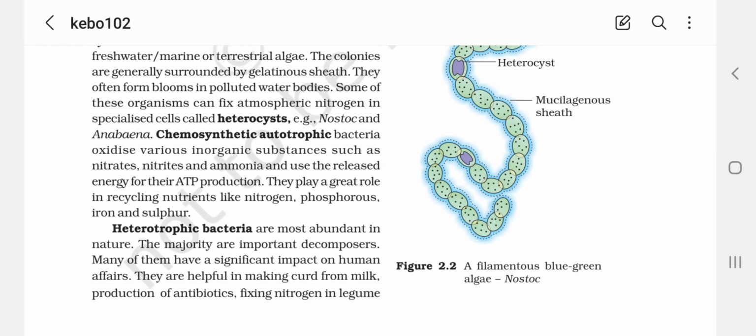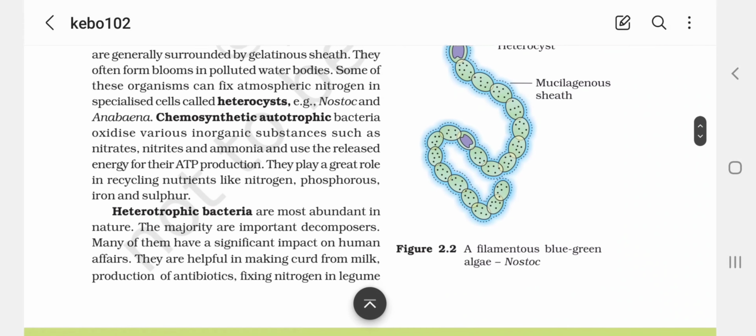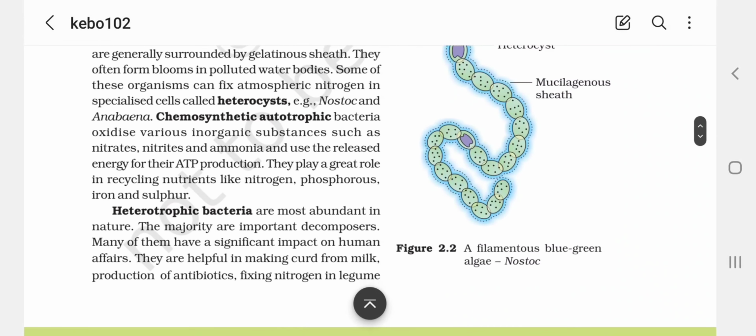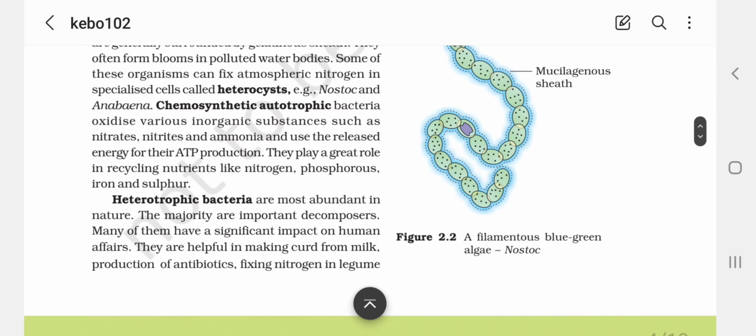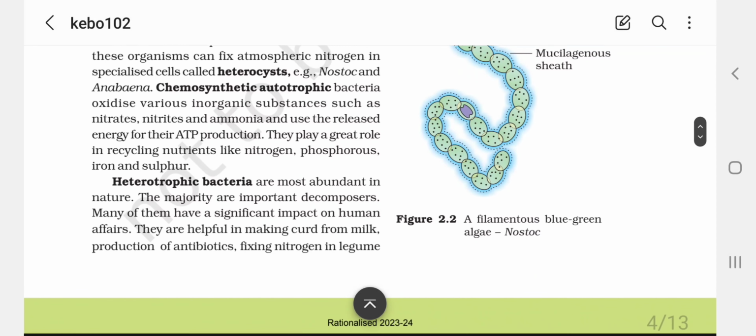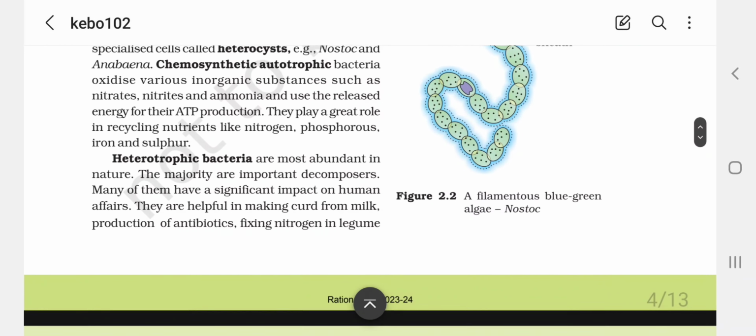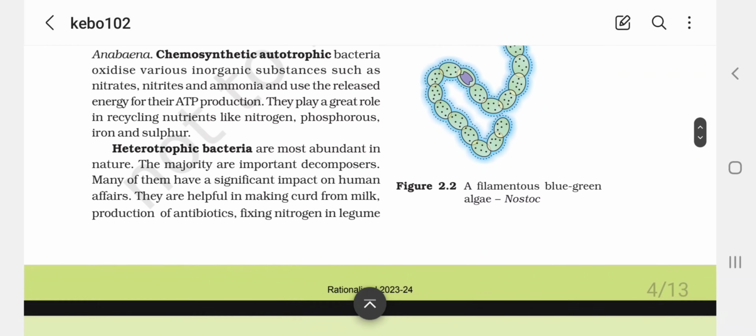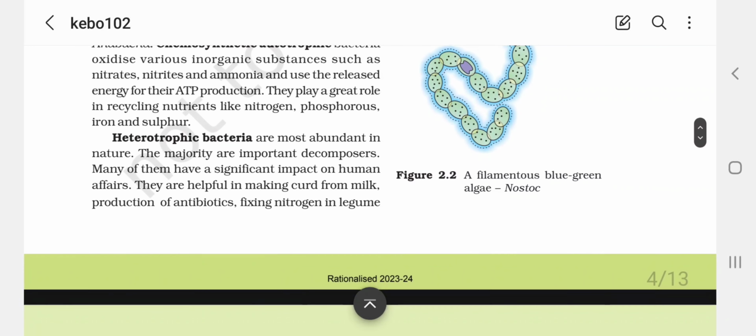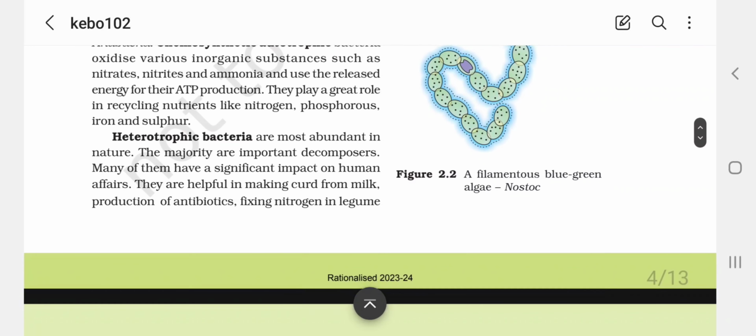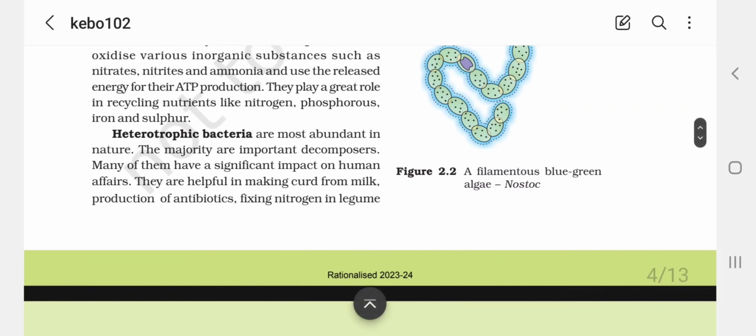Some of these organisms can fix atmospheric nitrogen in specialized cells called heterocysts. Example: Nostoc and Anabaena. Chemosynthetic autotrophic bacteria oxidize various inorganic substances such as nitrates, nitrites, and ammonia and use the released energy for their ATP production. They play a great role in recycling nutrients like nitrogen, phosphorus, iron, and sulfur.